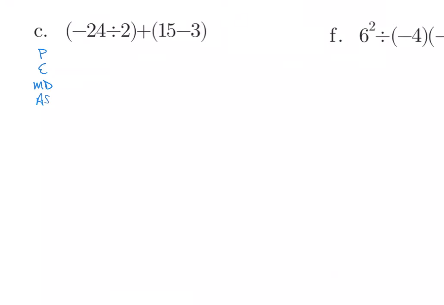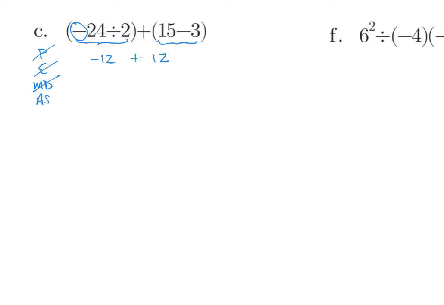We start with parentheses. We have two sets of parentheses here that count as parentheses. The first one, negative 24 divided by 2. 24 divided by 2 is 12. We have one negative sign, so I'm going to keep it. And 15 minus 3, we have different signs, so we're going to subtract. Keep the sign of the larger number. We get 12. And finally, that takes care of my parentheses.